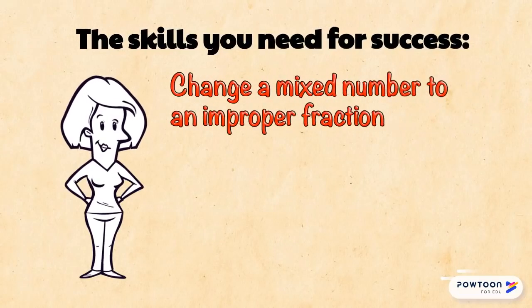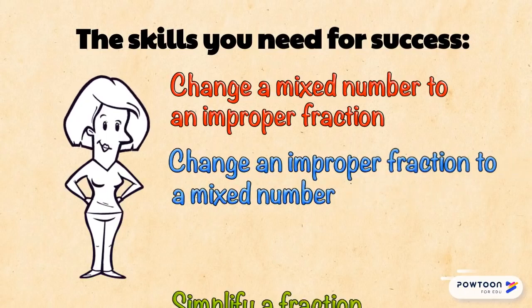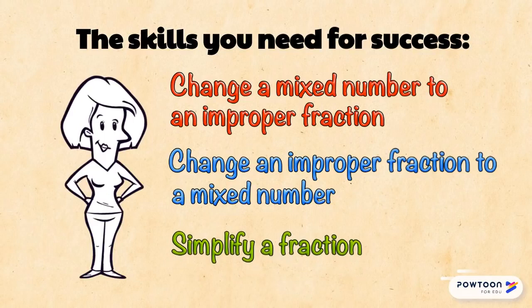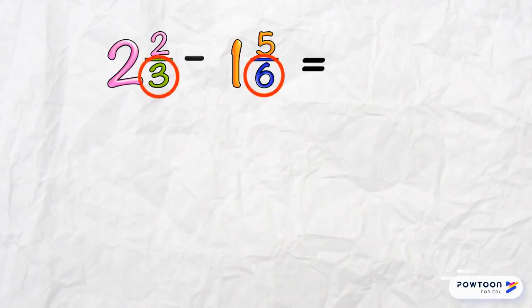And they are to change a mixed number to an improper fraction, to change an improper fraction to a mixed number, and to simplify a fraction. Let's do one. Remember, first we need a common denominator. Our common denominator will be 6.